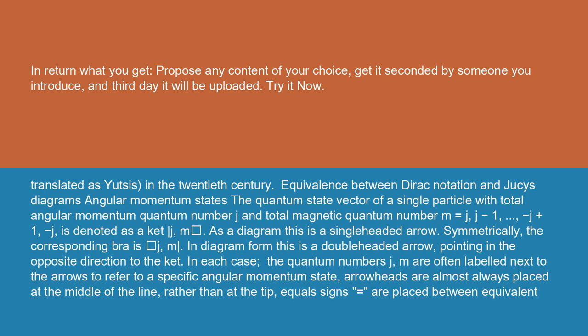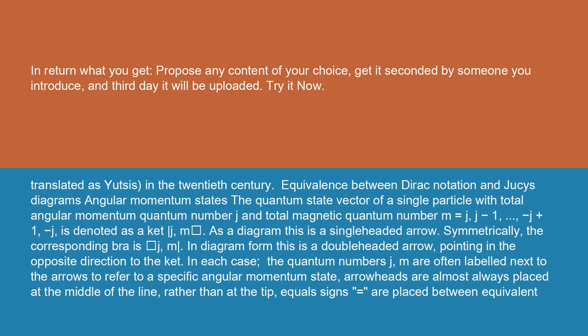Equivalence between Dirac notation and Jucys diagrams: angular momentum states. The quantum state vector of a single particle with total angular momentum quantum number j and total magnetic quantum number m = j, j - 1, ..., -j + 1, -j, is denoted as a ket |j,m>. As a diagram, this is a single-headed arrow. Symmetrically, the corresponding bra is <j,m>. In diagram form, this is a double-headed arrow, pointing in the opposite direction to the ket.